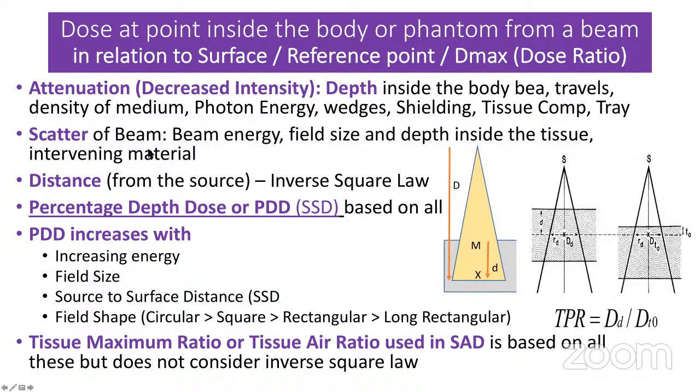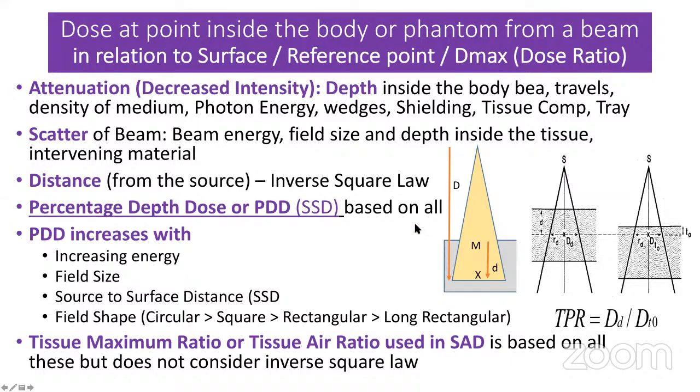Then the scatter of the beam. This was just measuring attenuation, then the scatter of the beam. So that will depend upon what the beam energy is. As we mentioned, as the beam energy increases, the scatter decreases, as we discussed in the last lecture, and the direction of scatter also decreases. Then the field size. I'm sure you all can guess that the larger the field, the more the scatter, the smaller the field, the less the scatter. The depth inside the tissue, the deeper it is, the more the scatter, and what is the intervening material.